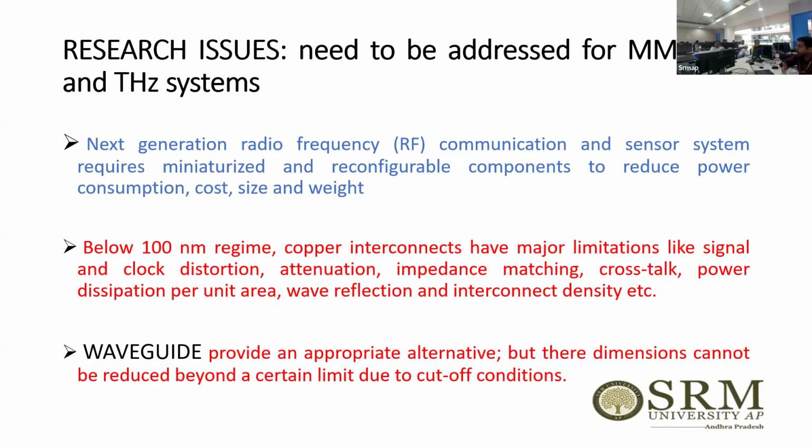If you go to the lower frequency range, the situation will be much worse in communication. The signal can't propagate. There will be a lot of losses if you use copper interconnects in the transmission lines. So an alternate solution is that we design waveguides. However, these waveguides will also suffer from cutoff conditions. That is the major drawback here. Waveguides will rectify the issues of copper interconnects like attenuation, clock distortion, and impedance matching, but still they suffer from cutoff conditions that we need to focus on here.